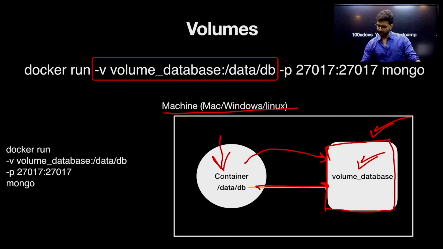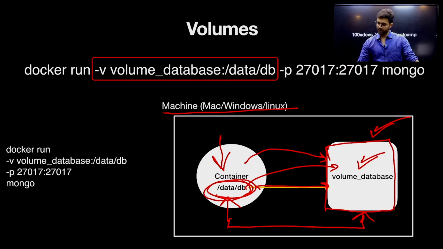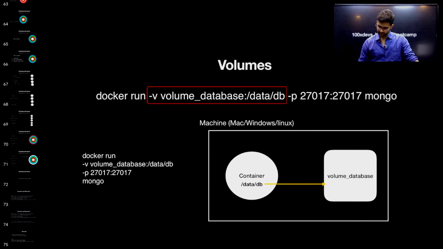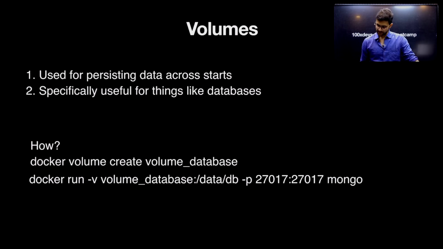More specifically, you can mount folders here onto a volume. So anything that happens inside a folder inside a container gets stored in this volume. How do you do that? For that, we need to go back 2 slides. The way to create a volume is this command right here. So what would this command do?